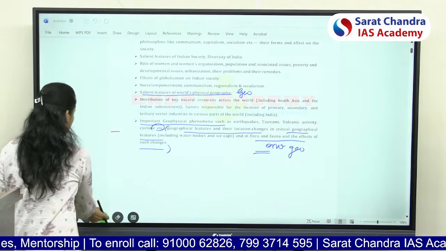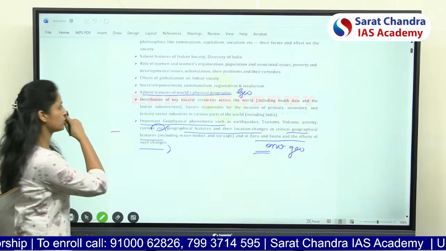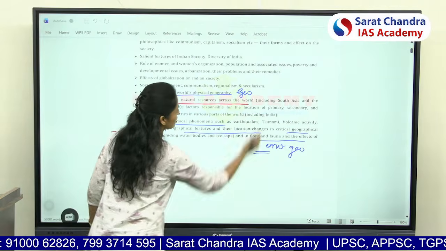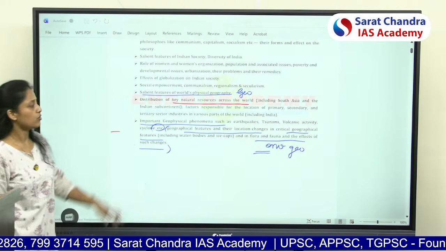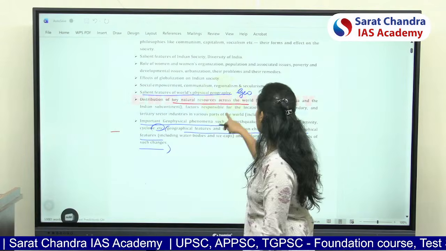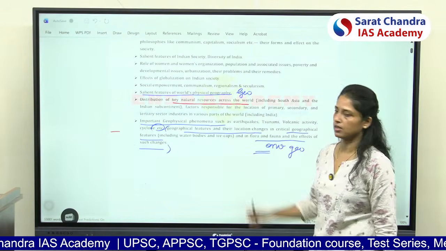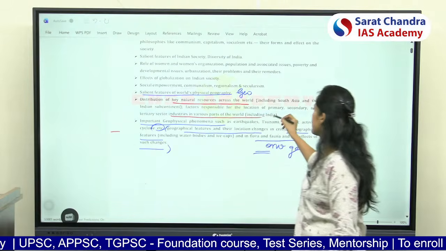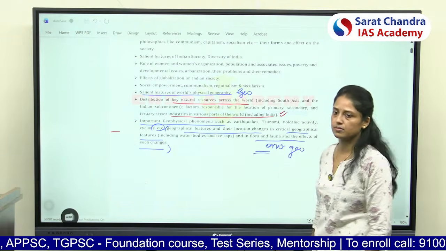Now coming to the next part, that is human geography. Here it talks about the distribution of key natural resources across the world. For the world you have to study, for India also you have to study. So the first important part is about the key natural resources. The next important part talks about the location of industries in various parts of the world including India.